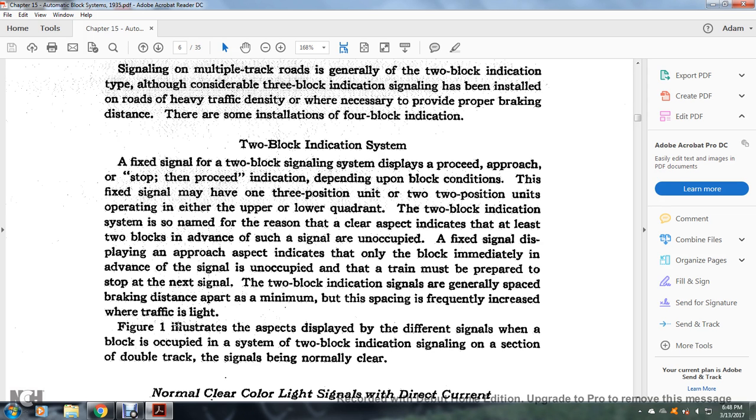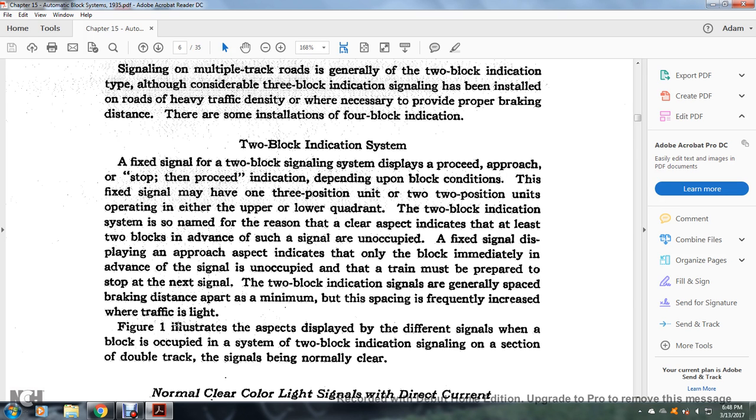The 2-block indication system is named for the region in which a clear aspect indicates that at least the next 2 blocks ahead are unoccupied. Fixed signals displaying approach aspects indicate that only the block immediately in advance of the signal is unoccupied, and the train must be prepared to stop at the next signal. The 2-block indication signals are generally spaced the minimum braking distance apart, with the spacing frequently increased where the track vehicle is light.